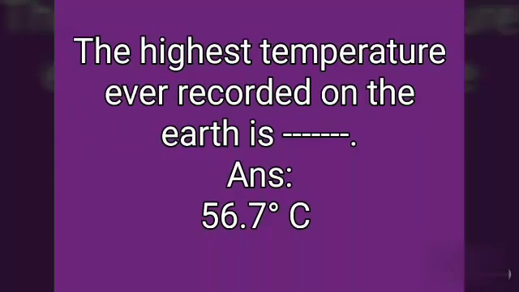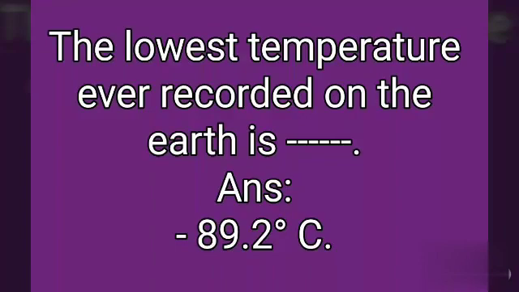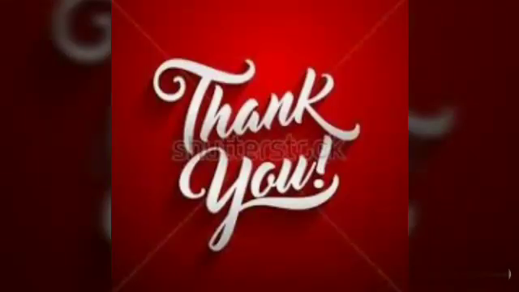The highest temperature ever recorded on the earth is dash 56.7 degrees Celsius. Okay, 56.7 degrees Celsius. The lowest temperature ever recorded on the earth is minus 89.2 degrees Celsius. Okay, thank you.